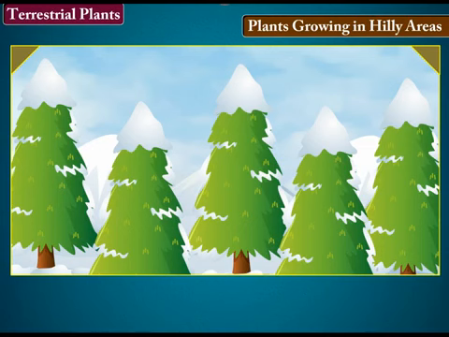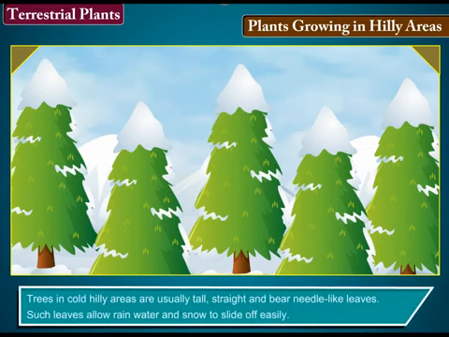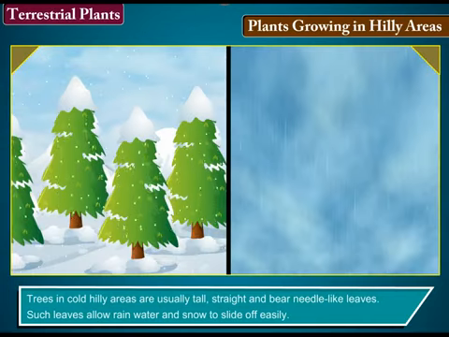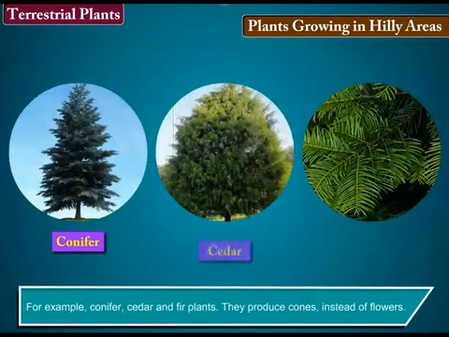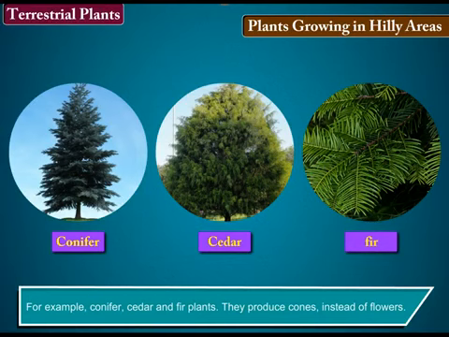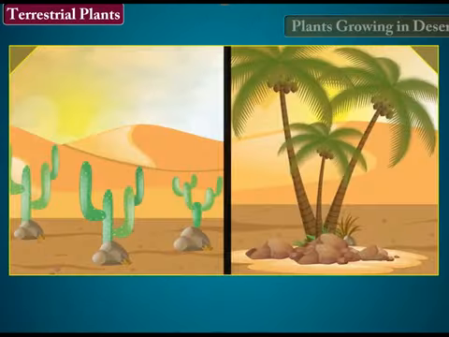Plants growing in hilly areas. Trees in cold, hilly areas are usually tall, straight, and bear needle-like leaves. Such leaves allow rainwater and snow to slide off easily. For example, conifer, cedar, and fir plants. They produce cones instead of flowers.